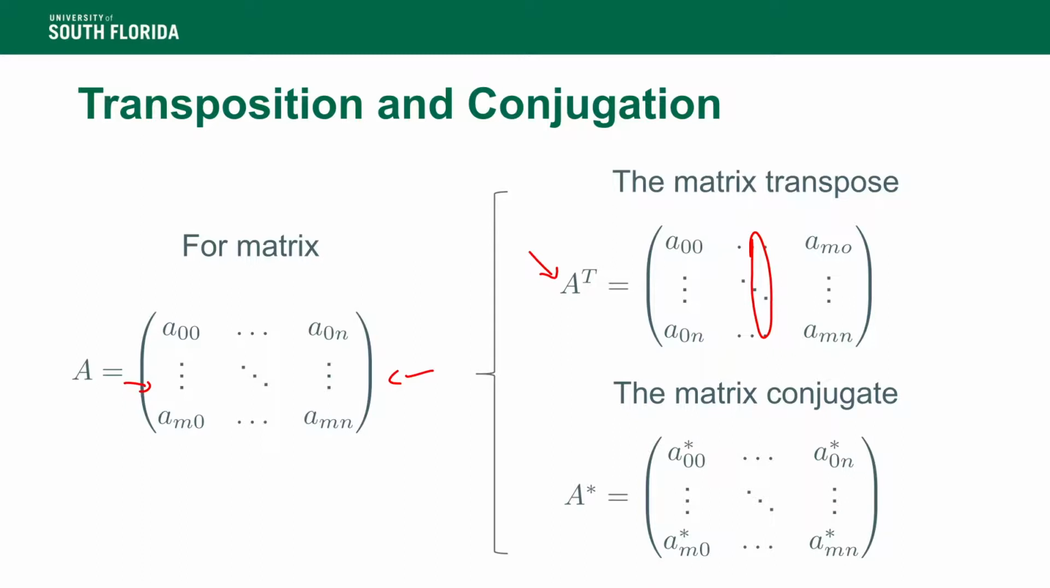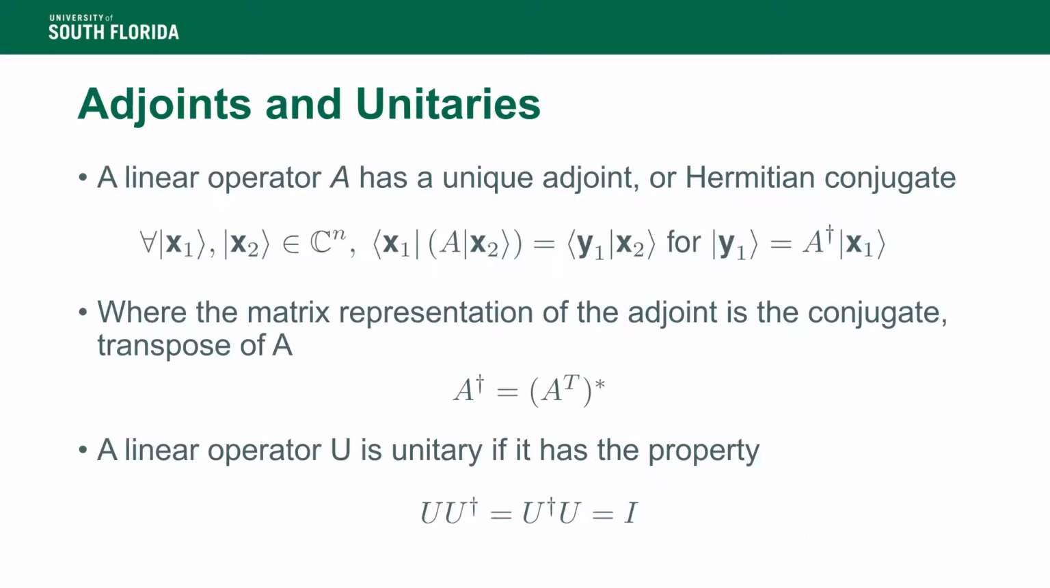And then the conjugation is simply taking the complex conjugate of each of the entries of A, okay? And transposition and conjugation gives us what is called the adjoint operator. And the property of the adjoint operator is whenever you have the inner product of x1 with A times x2, then it's the same as saying the inner product between A adjoint x1 and x2, basically, okay?